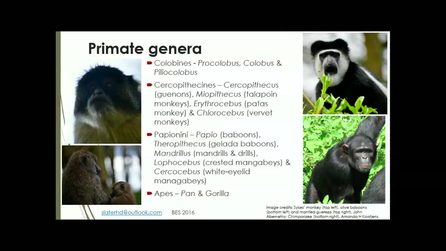So there are the 3 colobine genera. This is a colobus monkey here. This is a mantled guereza. They're arboreal, medium-sized leaf-eating monkeys. And we've got the Cercopithecines, this is a Sykes monkey. They're quite a diverse group of primates. They're generally smaller, but there's a mixture of arboreal and terrestrial species in there and various different diets. Then we've got the Papionini, this is an olive baboon. So this is the baboons and the gelada baboons, the mandrills and drills, and the mangabeys. And then finally we've got the apes. So we've got Pan, which is chimpanzees and bonobos, and gorilla.